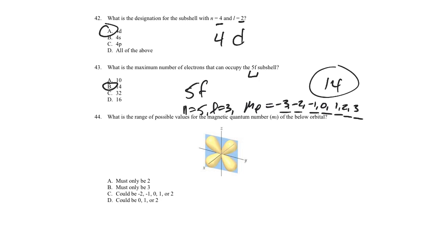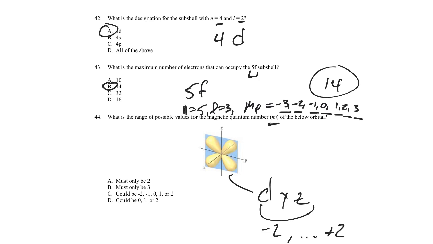What is the range of possible values for the magnetic quantum number, the m sub L quantum number, for the orbital shown below? Key here, this is one of the D orbitals. Let's see, it's in the Z plane and the Y, so it's the D, Y, Z orbital. The m sub L values could range from minus 2 all the way to plus 2 and all the integers between.